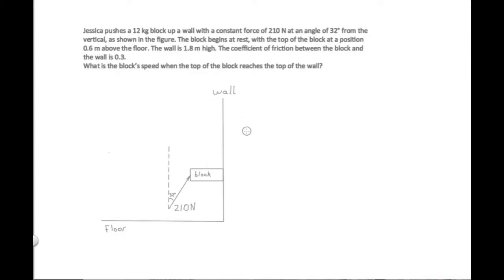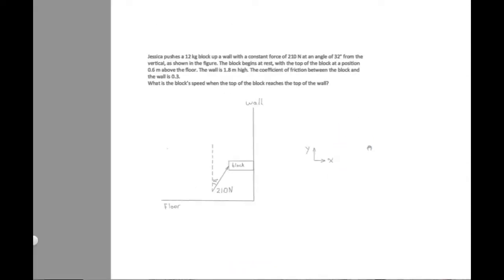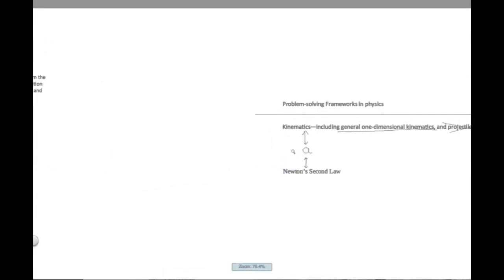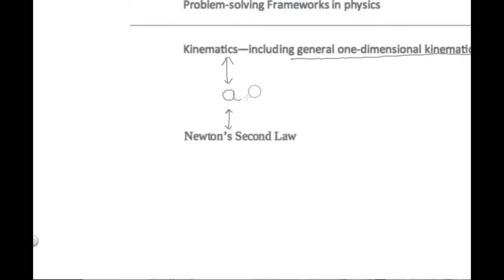So we should choose a positive direction pointing up the wall. I've chosen a positive y direction pointing up the wall because the object is moving up the wall. And then, for lack of a better choice, the conventional positive x direction on these problems is to the right, so I chose to the right as the positive x direction. Now, because this object is going to be moving vertically, the acceleration that's going to be relevant to our one-dimensional kinematics will be a sub y.